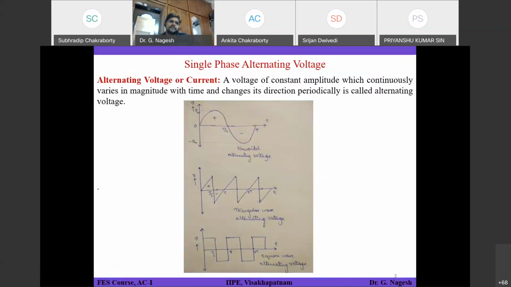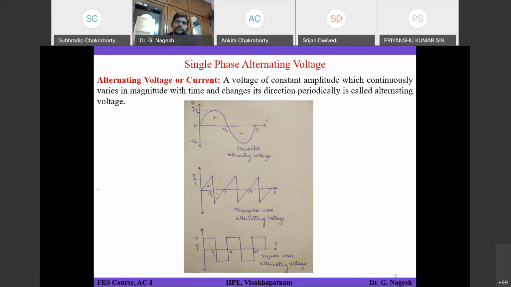Right, so coming to the basic alternating voltage and current. Basically we are going to deal with sinusoidal voltages and sinusoidal currents. Sinusoidal voltage also comes under alternating voltage. So we'll see the definition of alternating voltage or current. A voltage of constant amplitude which continuously varies in magnitude with time and changes its direction periodically is called an alternating voltage.